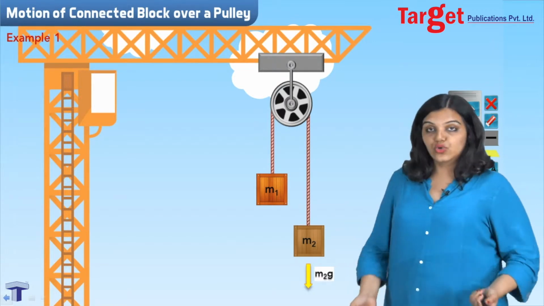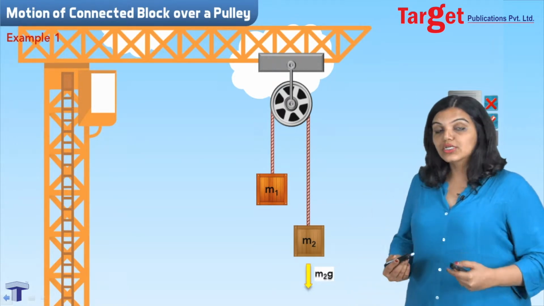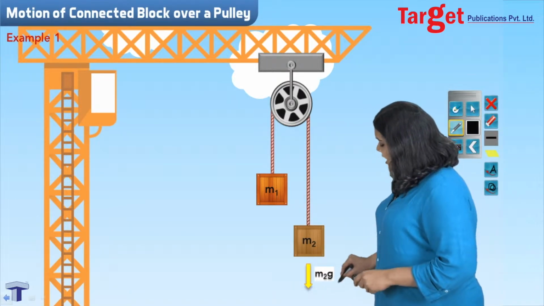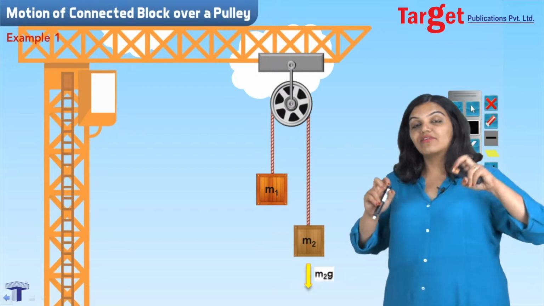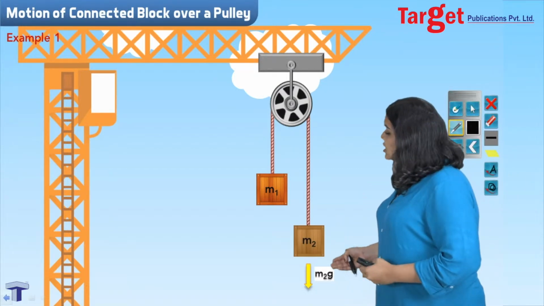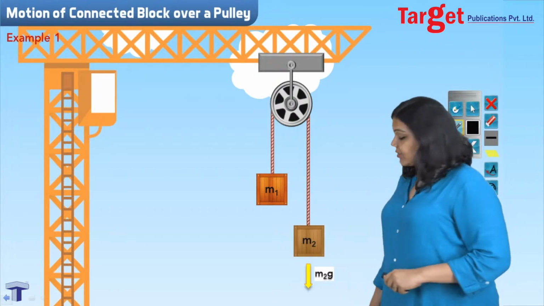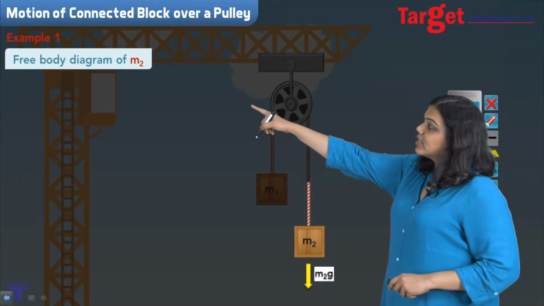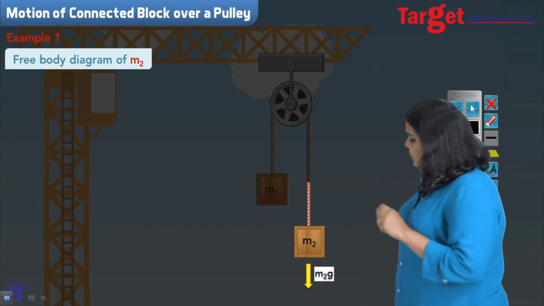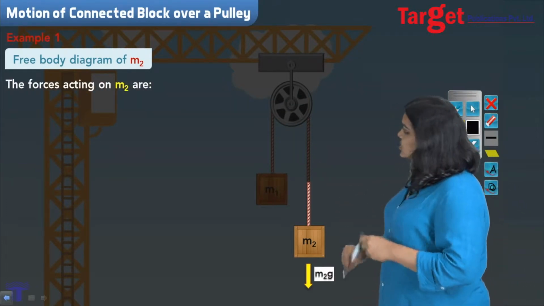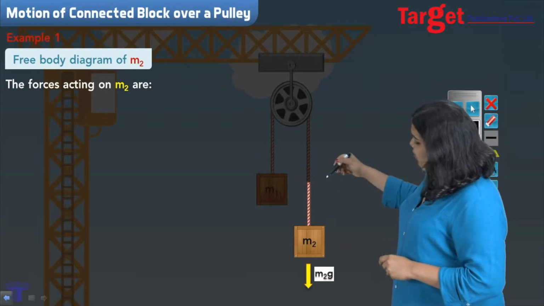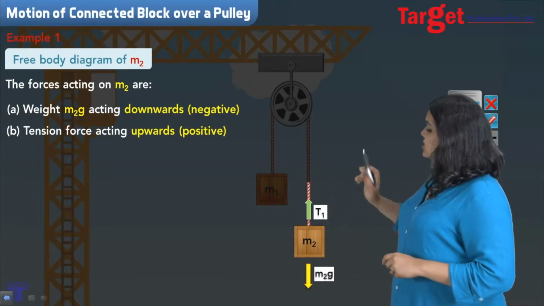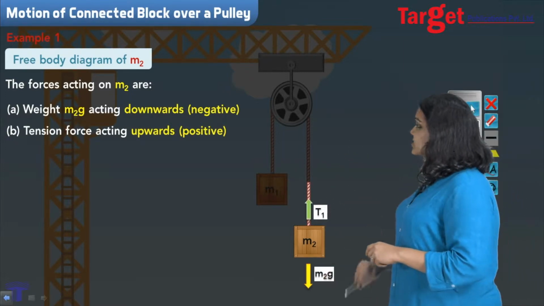I'll do what I always do. I will write down the equations of motion by drawing free body diagrams. In this case, we will assume that M2G is like the applied force in the system, because it is M2G that is causing motion in the system. Therefore I will draw the free body diagram of M2 first. The forces acting on M2 are first the weight M2G acting downwards, and second the tension in the string acting upwards, which I will call T1.